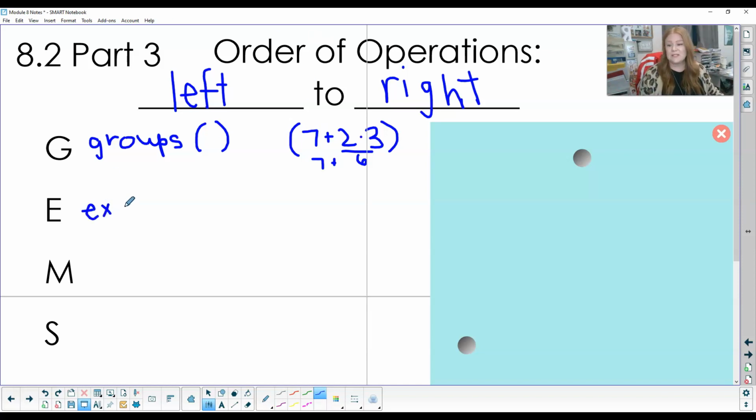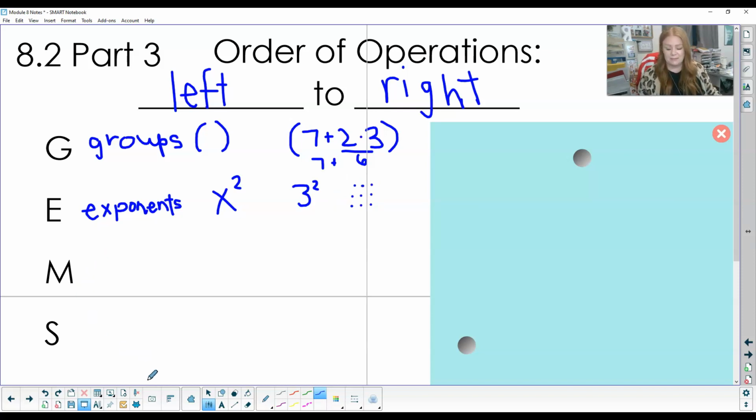So our E is for exponents. And that might look like x squared, or 3 to the second power. So those are both squared because I'm using 2 dimensions. It's going to be a square. If I do 3 this way and 3 this way, 3 times 3 is 9. It makes that perfect square there.